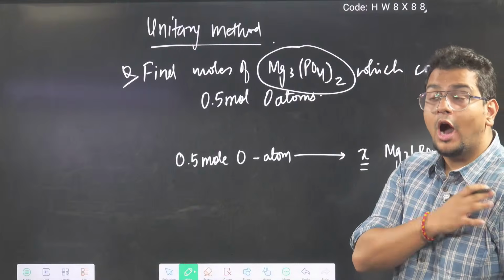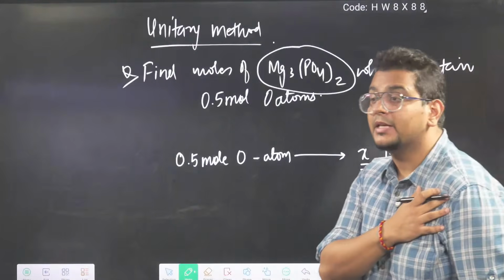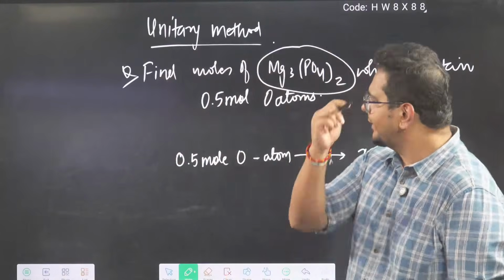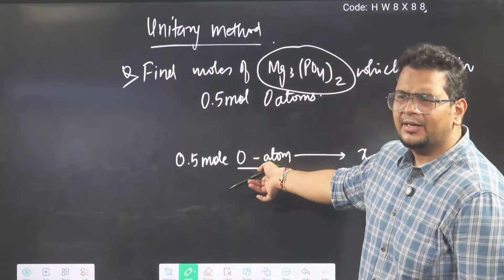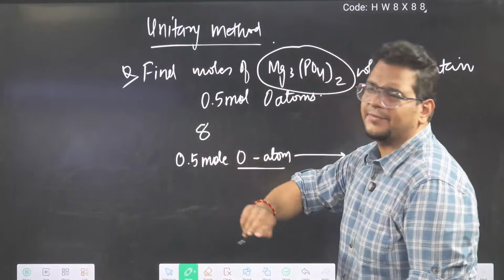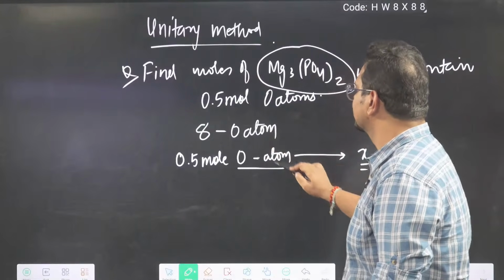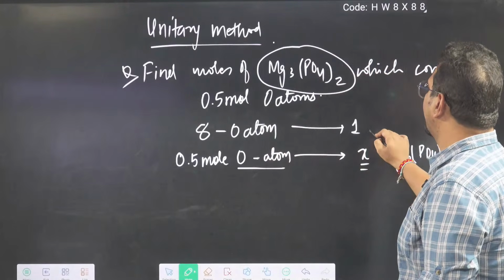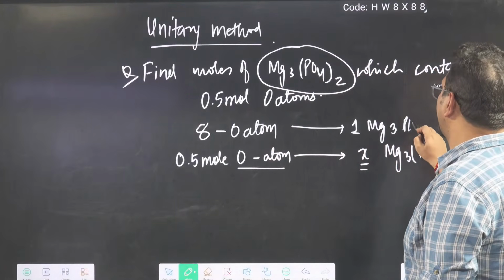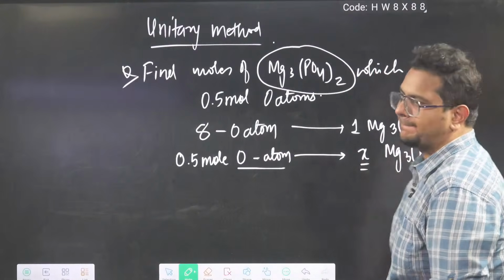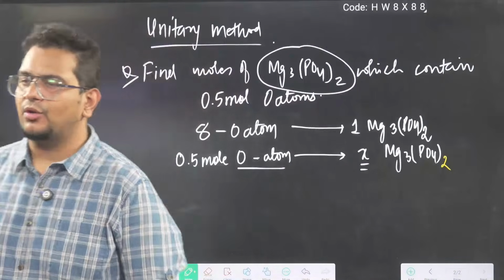How many O, how many magnesium phosphate relation? One magnesium phosphate has 8 O. Correct? So O on the left side I am writing. So here also I will write O on the left side. So 8 oxygen atoms, 1 magnesium phosphate. Is this a relation or not, bhai? Is this a relation or not?